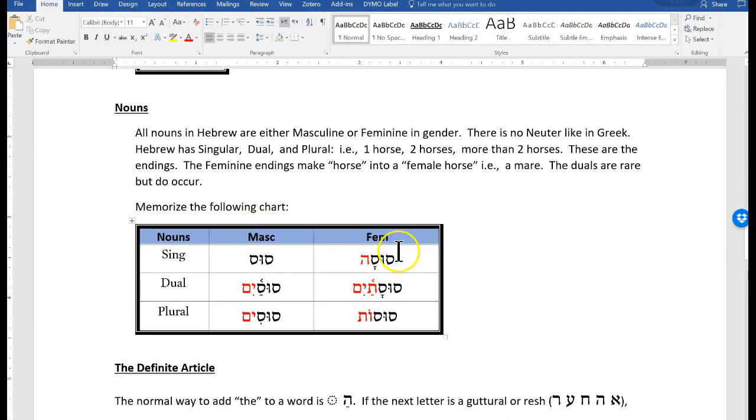Again, review the nouns. So this is horse. This is a female horse, Susa. Susim, 2 horses. Susathaim. Notice each one has an accent on that next to the last syllable. Plural, Susim, Susoth for feminine.